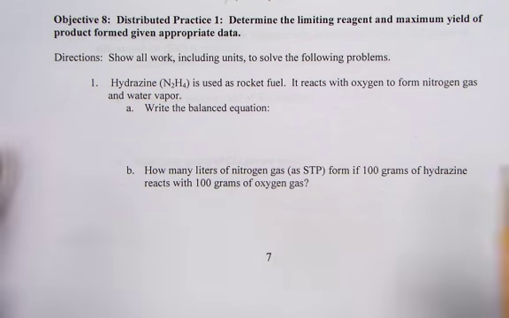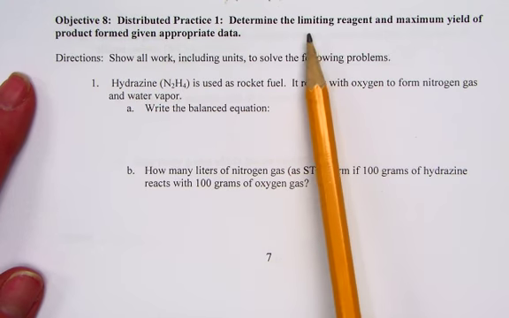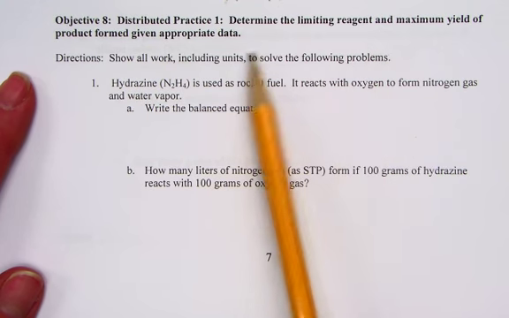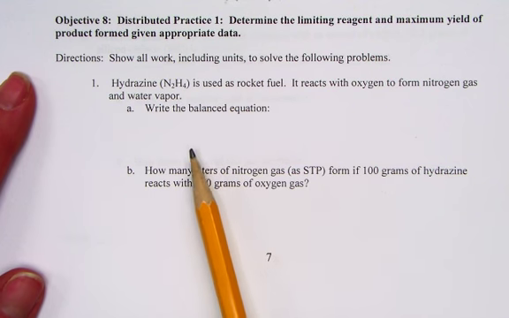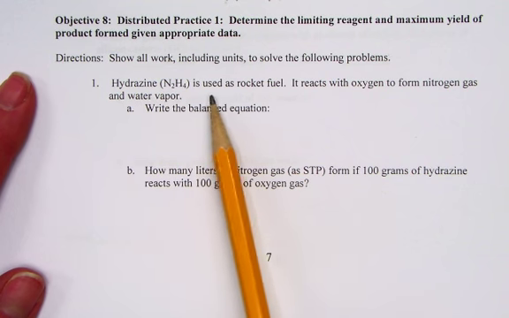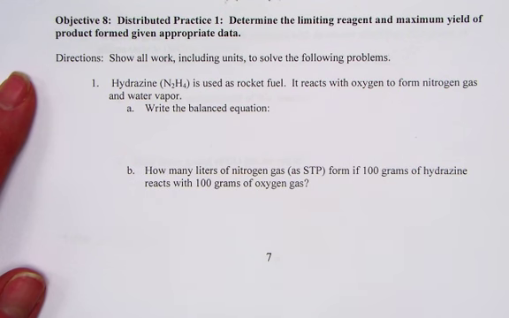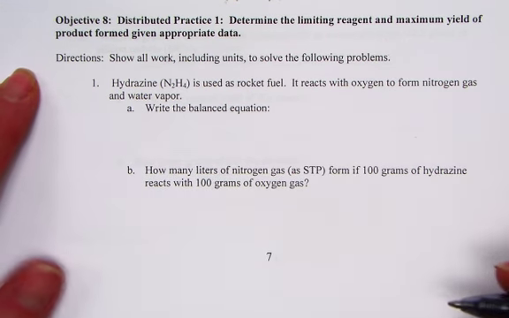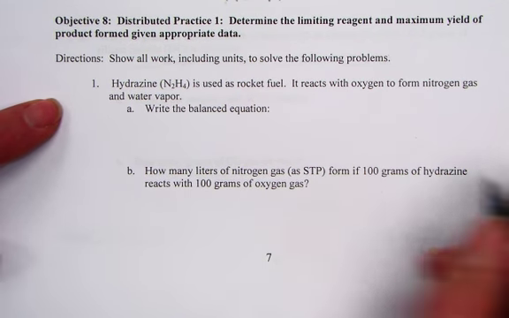This is the first distributive practice in our practice test A, reading for objective 8. It's a limiting reagent and determining maximum yield of product formed given the appropriate data. Our question has us reading hydrazine, that's N2H4, it's rocket fuel, when reacts with oxygen to form nitrogen gas and water vapor. Let's turn that into a balanced equation. Now going back, there's no delta H information. This is straight stoichiometry as a distributive practice.